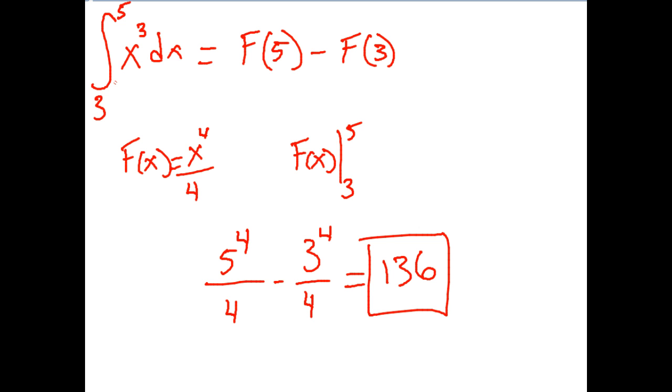antiderivatives aren't unique. We were told when we first learned about antiderivatives that for any given function, we could have an infinite number of antiderivatives. So how do we know which one to pick? Because yes, x to the 4th over 4 is an antiderivative of x cubed, but so is x to the 4th over 4 plus 8, or x to the 4th over 4 minus 19. So there's many other antiderivatives we could use. How do we know which one to use?